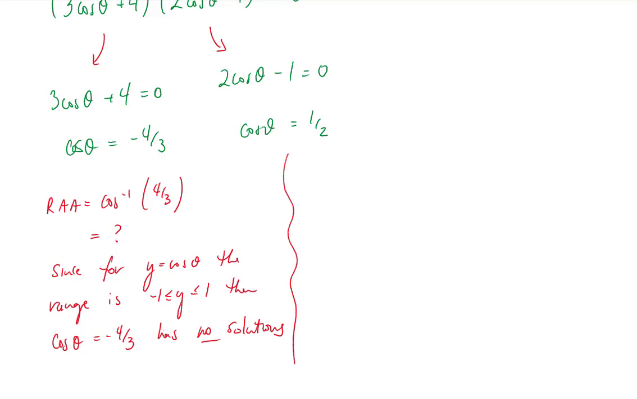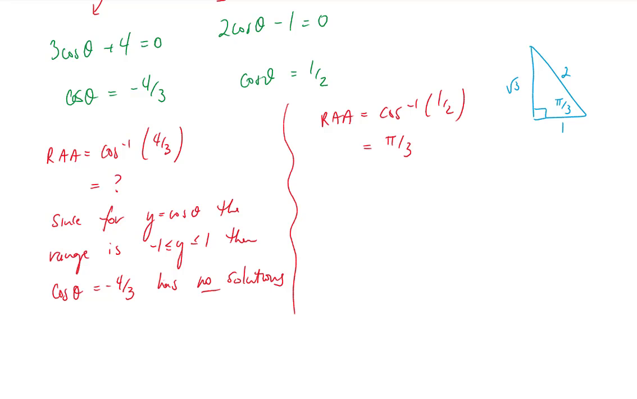However, we know that cosine theta equals 1/2 is a ratio from our special triangles. So we have a related acute angle is equal to cos inverse of 1/2, and 1/2 is a ratio from one of our special triangles. And that tells us our related acute angle is pi/3. Since cosine is positive, we know there are solutions in quadrant 1 and quadrant 4.